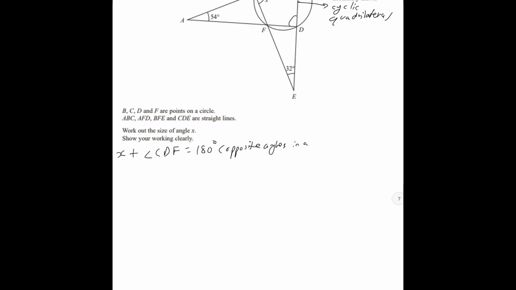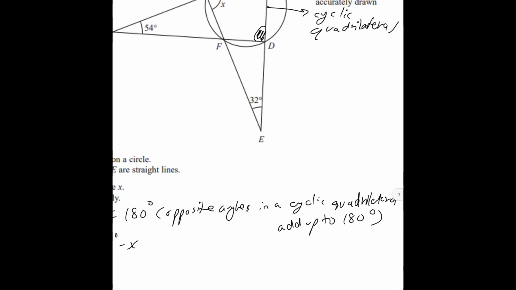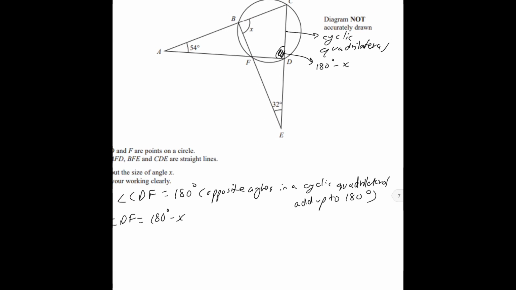Opposite angles in a cyclic quadrilateral add up to 180 degrees. So we can find that CDF is equal to 180 minus X. So this angle here is 180 minus X.